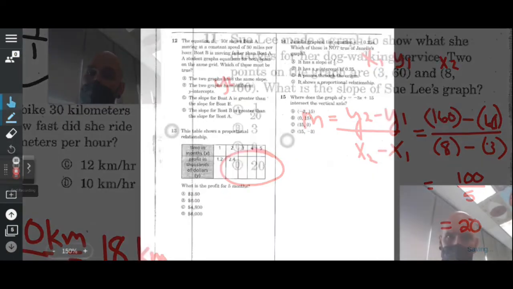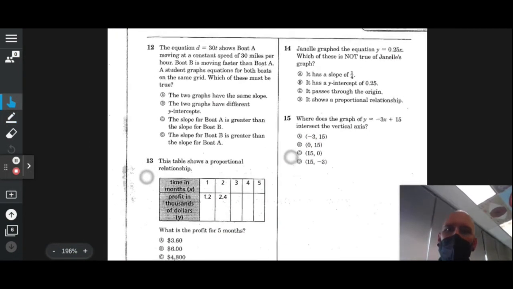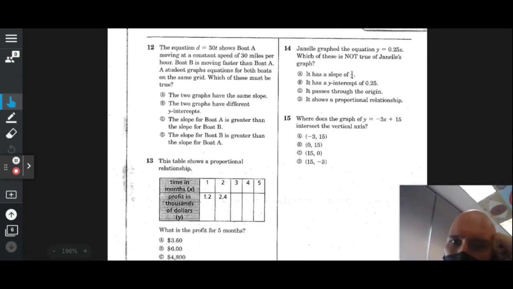Cool. Another page done. The equation D equals 30t, which probably has to do with distance and time, shows boat A moving at a constant speed of 30 miles an hour. I knew that already. Boat B is moving faster than boat A. A student graphs equations for both boats on the same grid, which must be true.